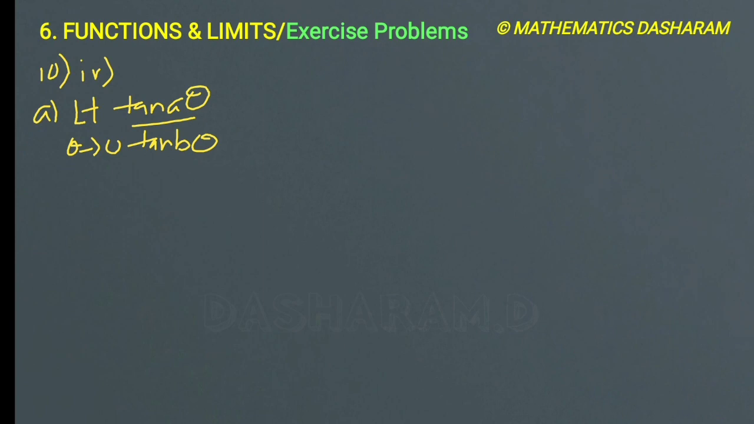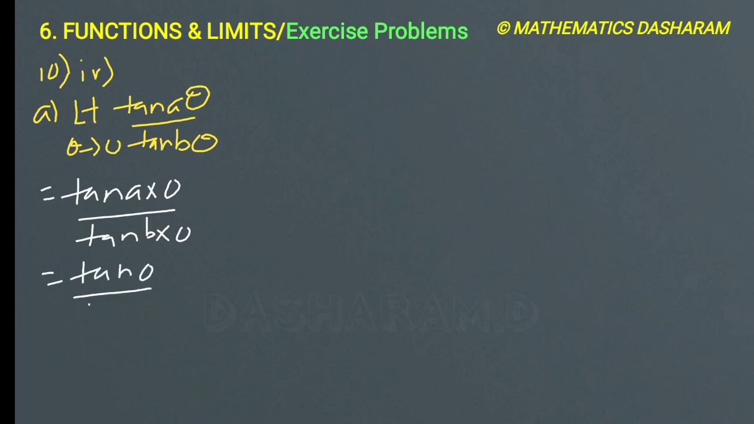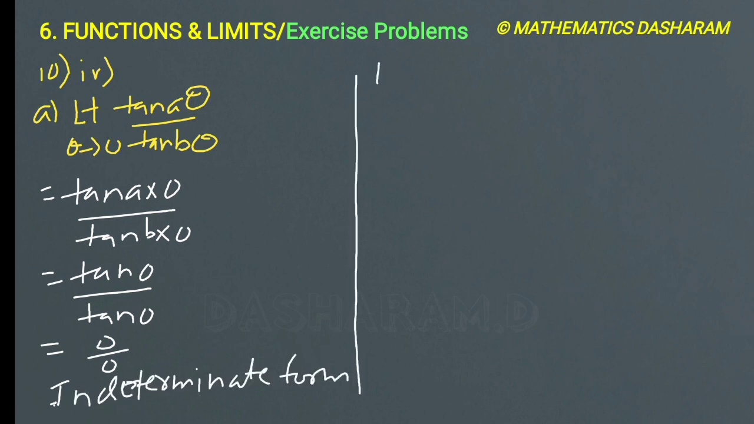Next, fourth bit A problem, limit theta tends to 0, tan A theta divided by tan B theta. So substitute theta equals 0. So tan A into 0 divided by tan B into 0. So tan A into 0 is tan 0, tan B into 0 is tan 0, tan 0 is 0. So it is indeterminate form. So then limit theta tends to 0, tan A theta divided by tan B theta.